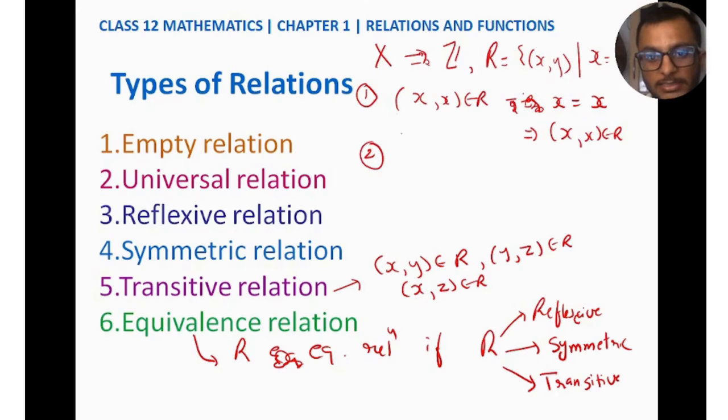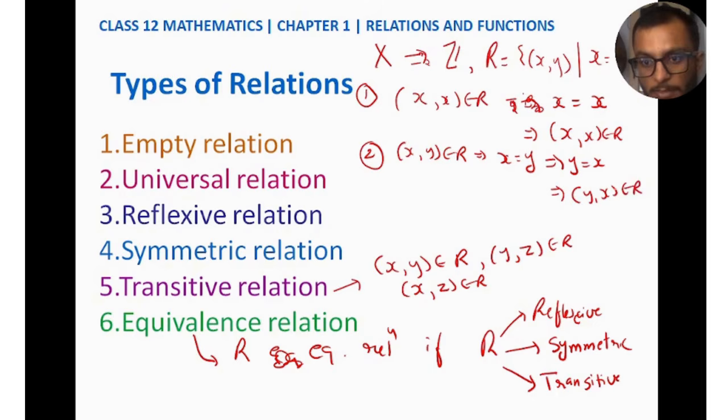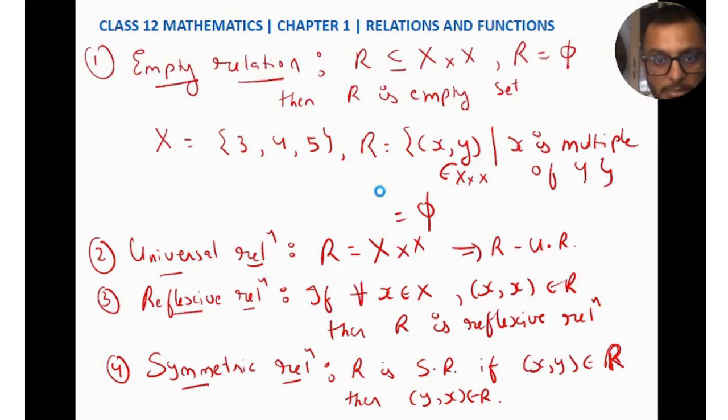Now why is it symmetric? Suppose you take (x, y) in R. What will it give? That x is equal to y, right? But this also means that y is equal to x, as both are integers, and y equal to x will give you that (y, x) is in R, right? Similarly, you will be able to show transitive. I will show transitive on the next page.